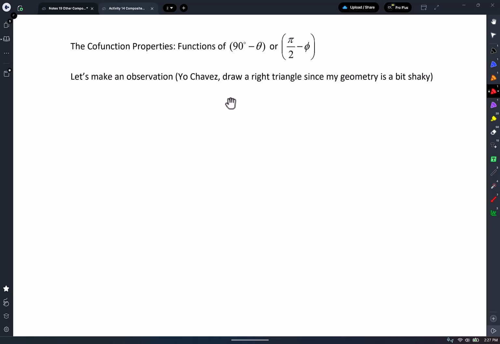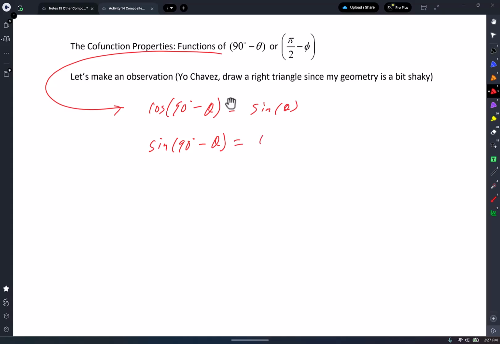The cofunction properties. All right, so really what we're trying to tell you guys here is that cosine of 90 degrees minus theta is the same thing as sine theta, and that sine of 90 degrees minus theta is the same thing as cosine theta. But sometimes it's kind of hard to see. Like you're like, I don't understand, Chav. Why do you have the 90? Cosine and sine just differ by 90 degrees. But you can, sorry, the fan's kind of bothering me just a little bit, but it's fine. If you draw a right triangle, guys, you can see this in action.